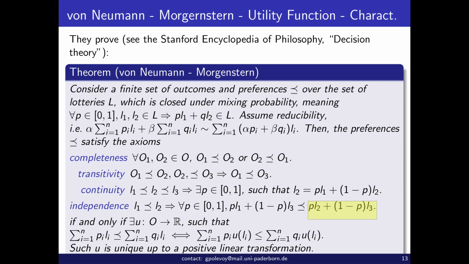So to recapitulate, consider a finite set of outcomes and preferences which are closed under mixing probability and reducible, which is kind of a linearity requirement. Then these 4 axioms, completeness, transitivity, continuity, and independence, which in my opinion are very natural, are equivalent to having a utility function which expresses preferences. But we are going to always assume that we have this utility function, almost always.